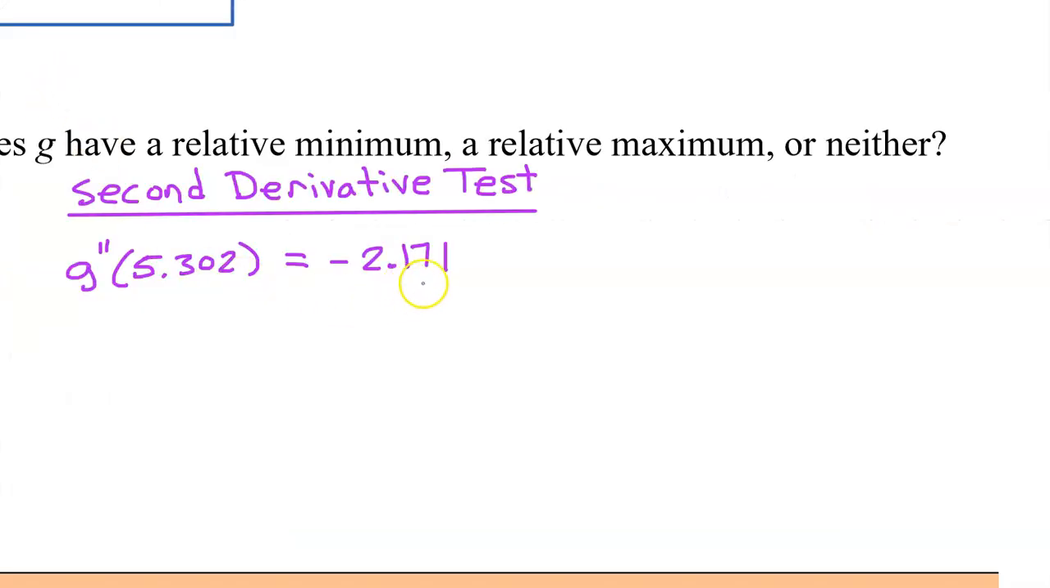Okay, I shouldn't say that's the answer because we are trying to determine if we have a relative max, a relative min, or neither. What matters is that g double prime at 5.302 is negative. It is less than 0. The fact that g double prime is negative indicates that the original function is concave down in this vicinity, which means that any horizontal tangent line will occur at a relative maximum.